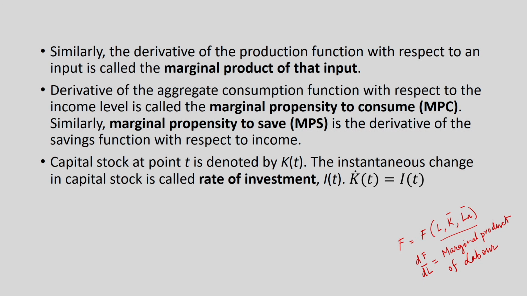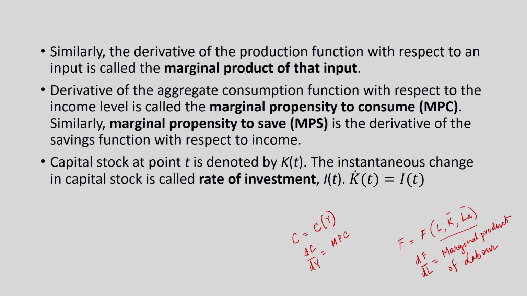Derivative of the aggregate consumption function with respect to the income level is called the marginal propensity to consume. We have again seen some examples of this. So, here is this consumption function, right. C is consumption, y is the income. Now, you can talk about the derivative of this. So, dC dy. So, this is called the marginal propensity to consume, MPC.